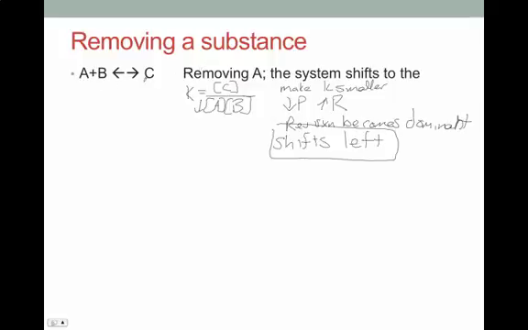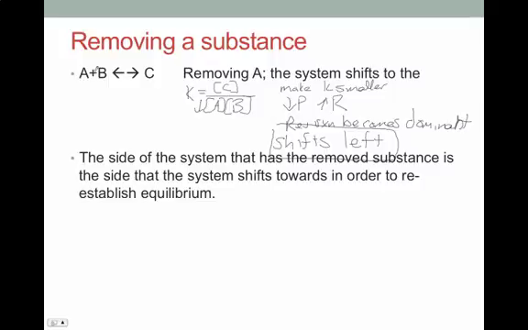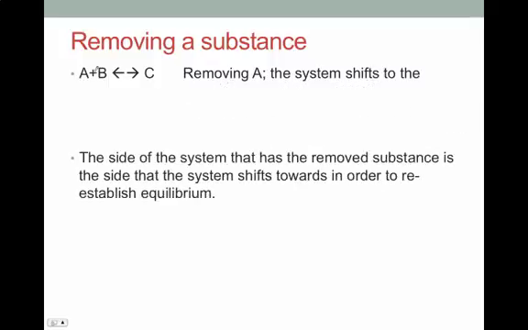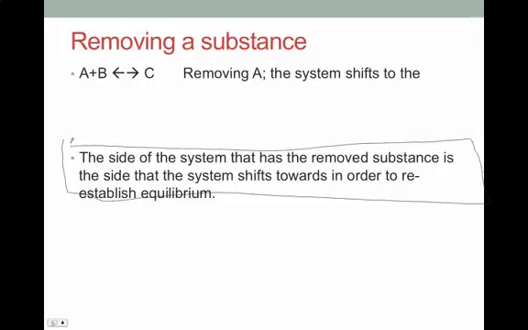So the generalization that we can make is that the side of the system that has the removed substance is the side that the system shifts towards in order to reestablish equilibrium. So again, we should highlight this in our notes. We add a substance, opposite side. We remove a substance, same side.